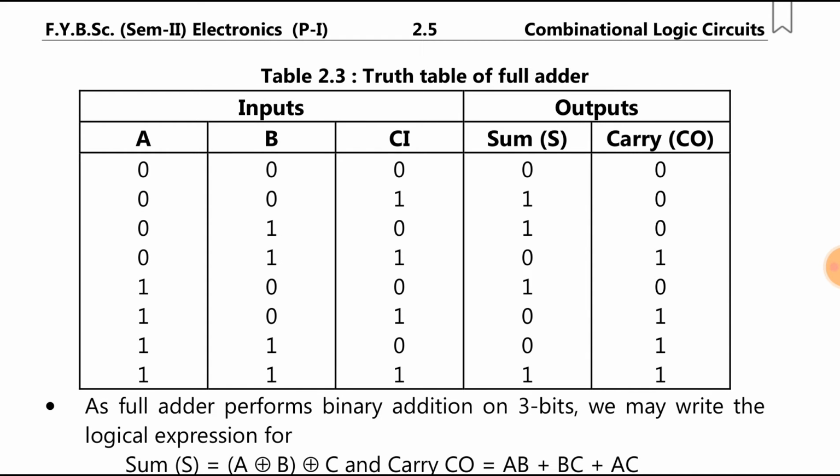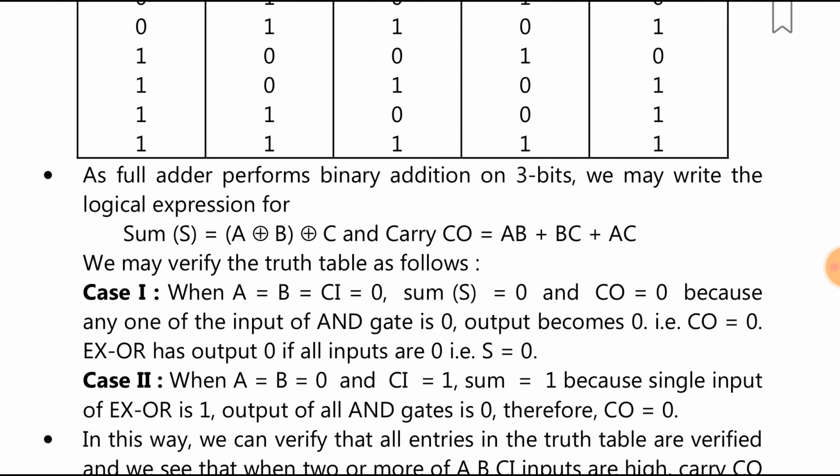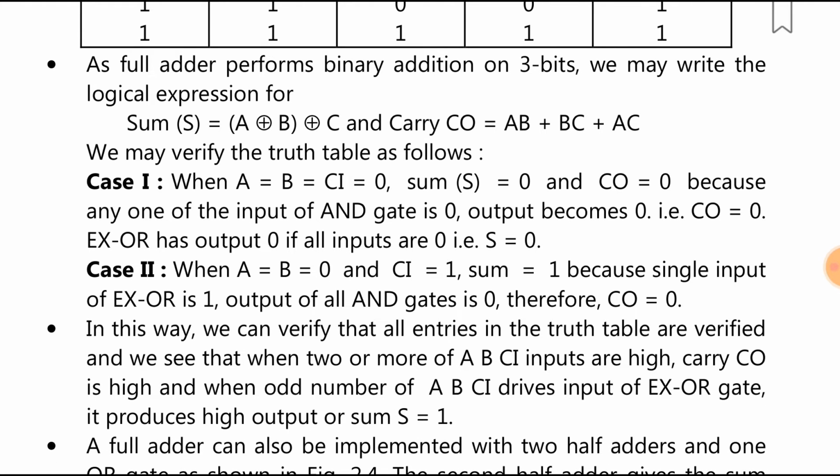So this is the truth table of a full adder circuit. As a full adder performs binary addition of 3 bits, we may write the logical expression: sum is A XOR B XOR C, and carry is AB plus BC plus AC.